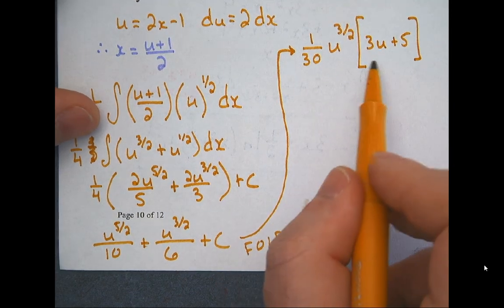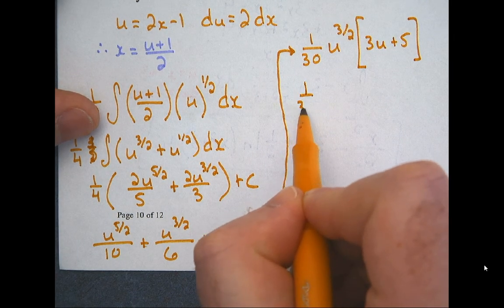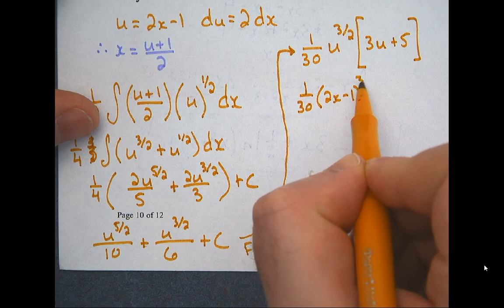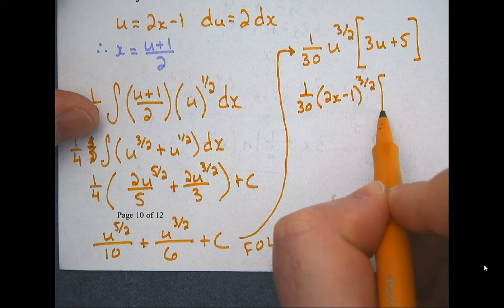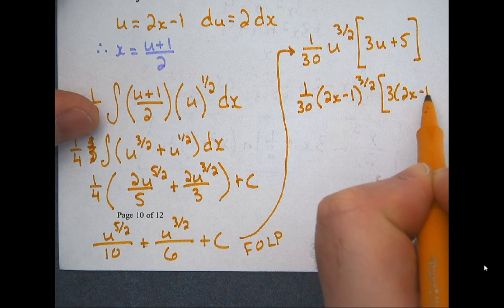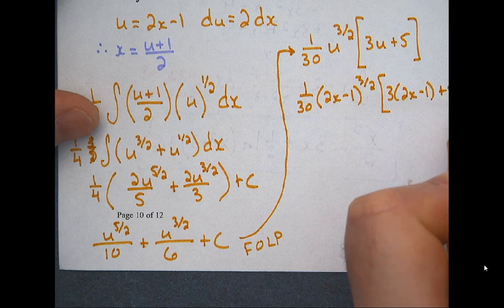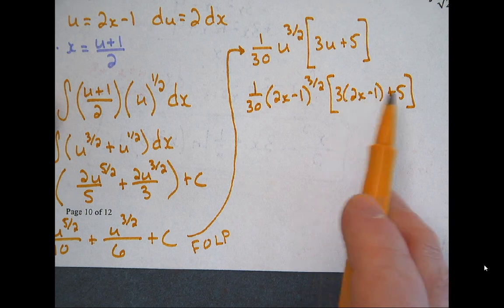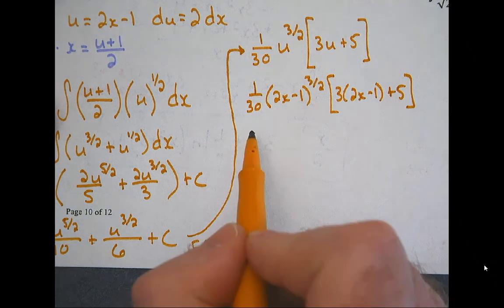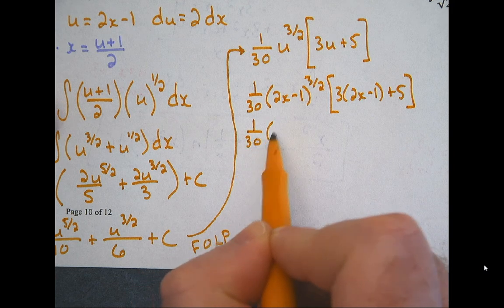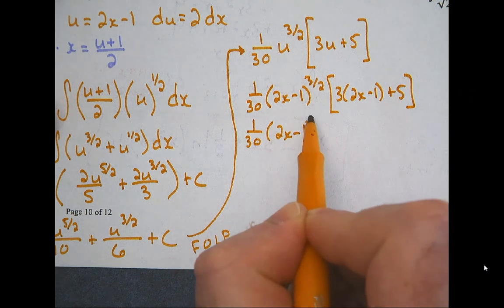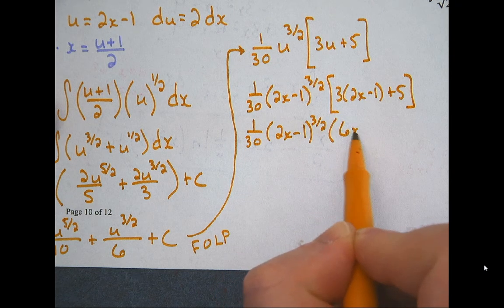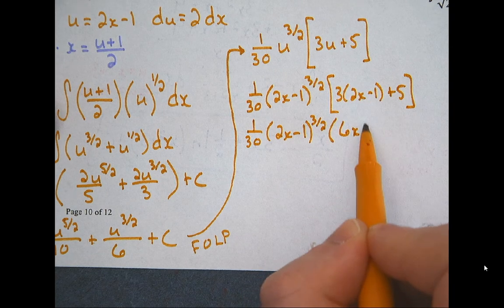Now I can go ahead and put those u's back in there. 1 over 30 times the quantity 2x minus 1 to the 3/2 times the quantity 3 times 2x minus 1 plus 5. Oops, plus 5. Math voice. Hopefully it says to distribute. So I've got 1 over 30, 2x minus 1 to the 3 halves times 6x, and then that's minus 3, so plus 2.